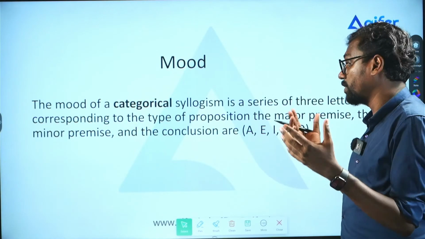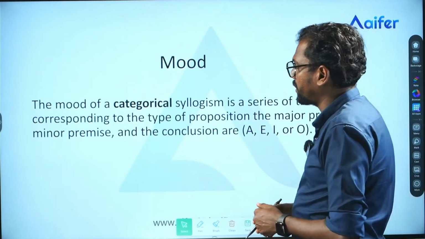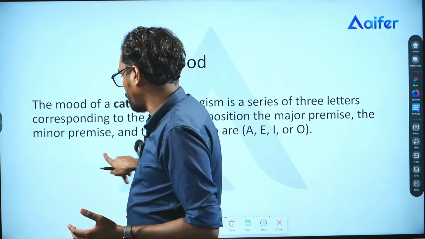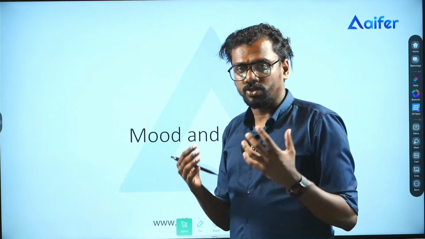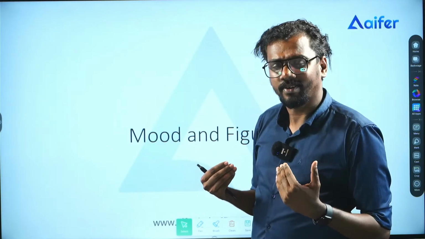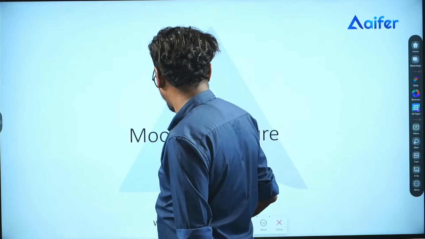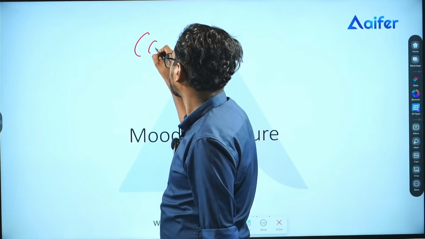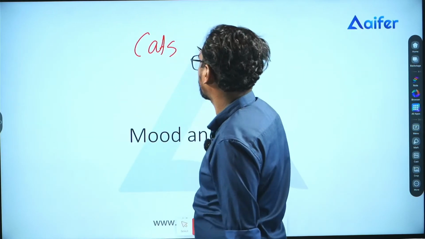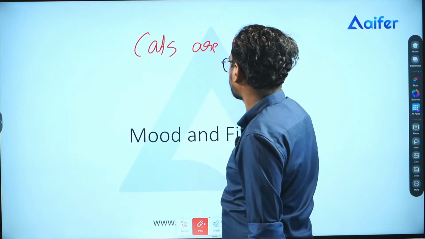So what do you mean by this? By this we mean that, for example, I hope you know what is categorical syllogism. Here we can take a simple premise. For example, we will be taking the proposition: cats are animals.